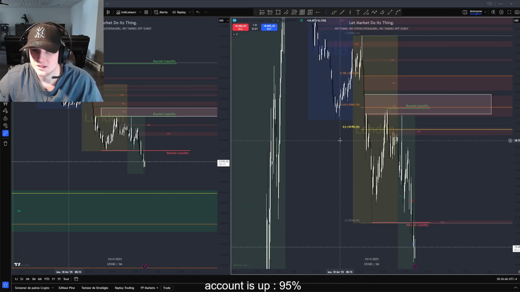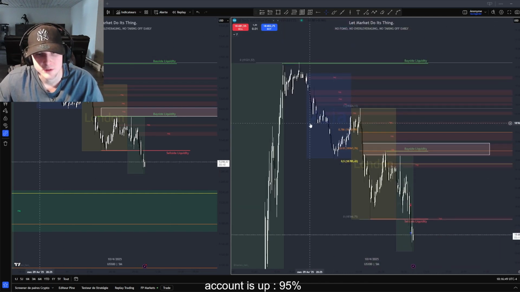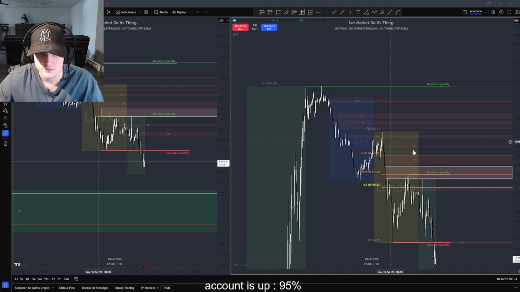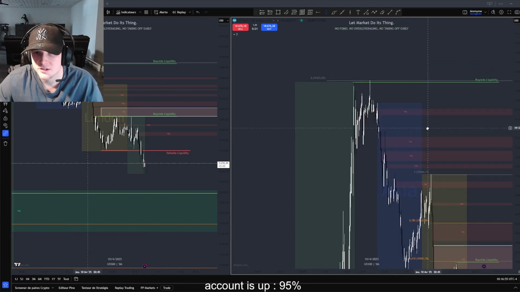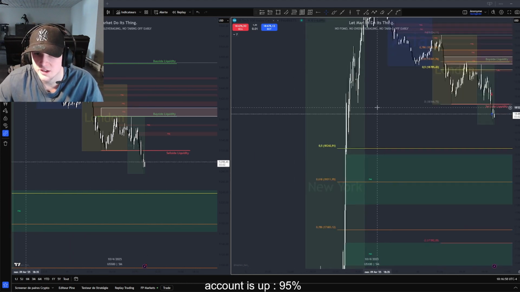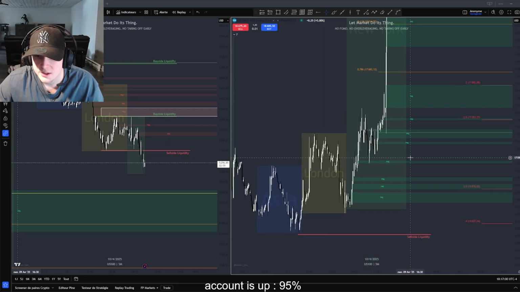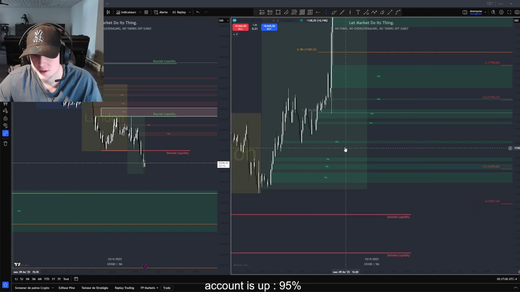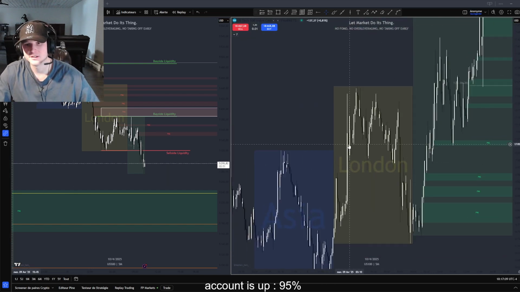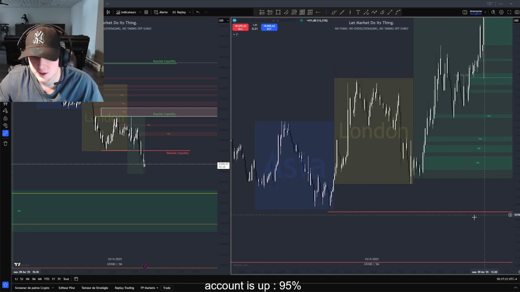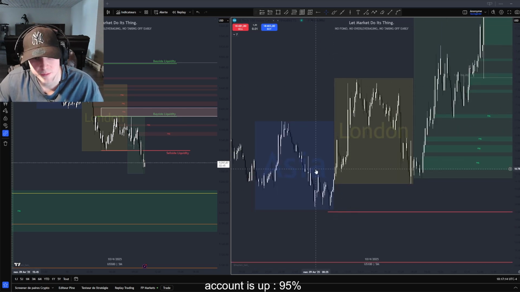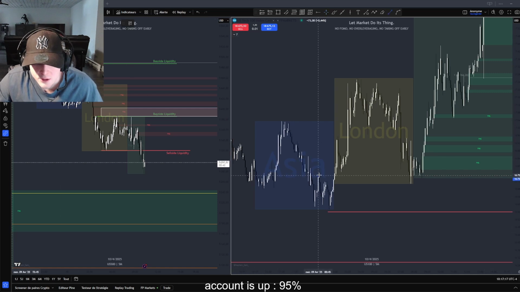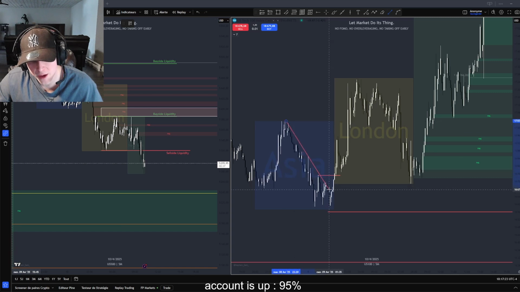Let me just find something very fast. Okay, right here, perfect. So here in London session, price was making higher highs, higher lows. We're bullish for the session. Breaker structure here. Technically market structure shift here actually, because we're bearish. Market structure shift with displacement.